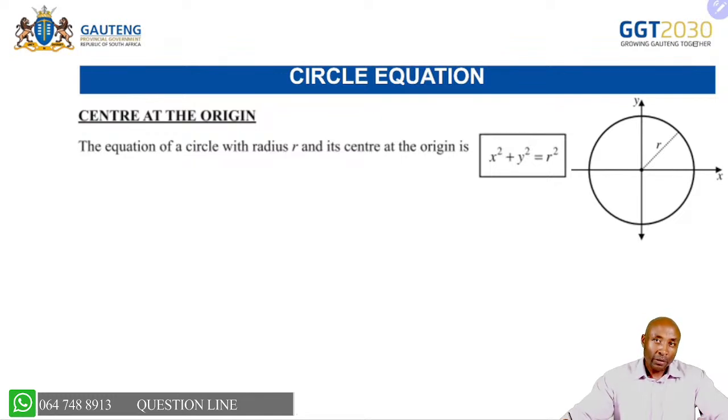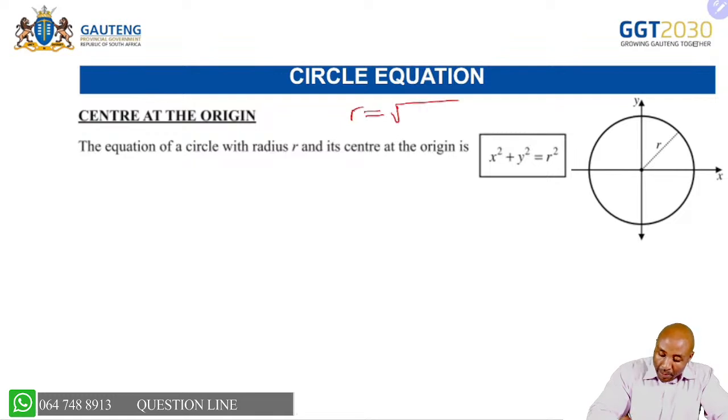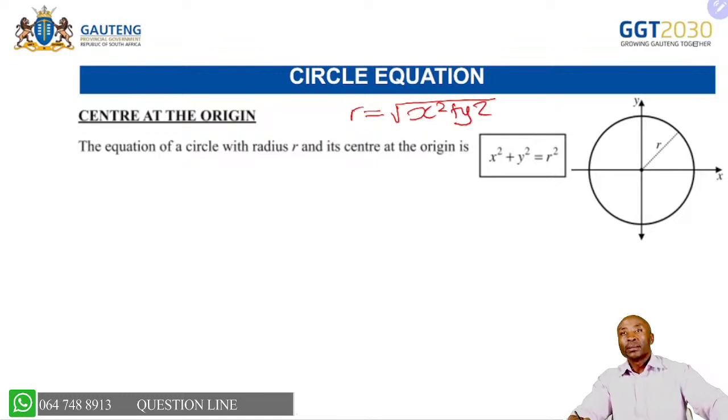Please take note of the form of the equation so that we do not make mistakes when we answer questions. If the question asks you what is the radius of the circle, then it means, because in our equation we are having r squared, the radius becomes the square root of x squared plus y squared, like that. But in the equation we substitute r squared. How do we find the radius?